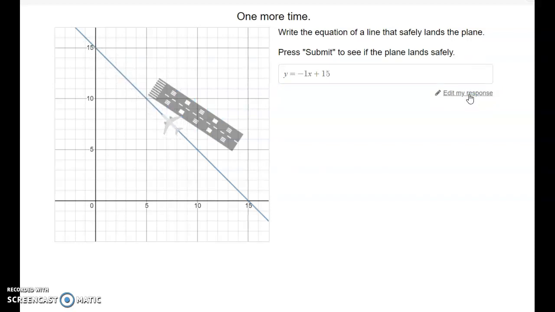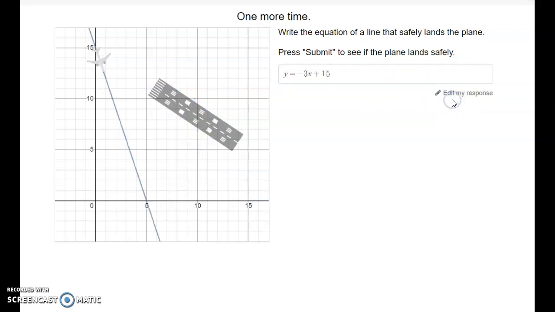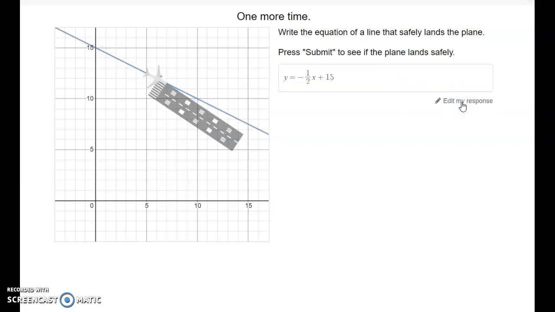Pretty steep. And in order to edit your response or try again, we're going to hit edit response. Let's try a -3. Nope, still super steep. So maybe they have a fraction. And the plane came back because it didn't land. Let's try -1/2 again. Nope.